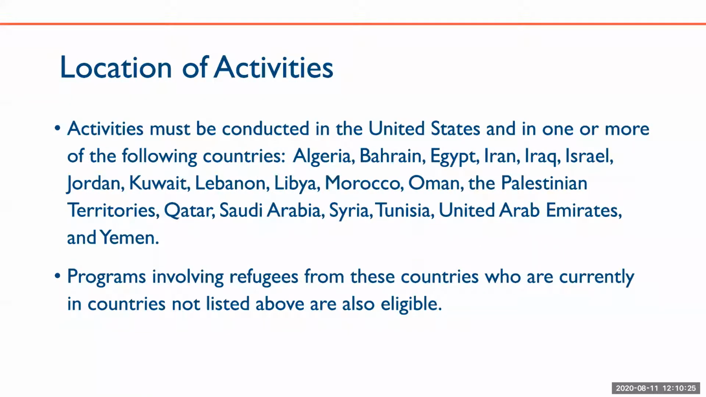In terms of the location of activities, activities must be conducted in both the United States on one hand, and on the other hand, in one or more of the countries listed on this slide. These countries fall under the Bureau of Near Eastern Affairs at the U.S. Department of State. Programs involving refugees from these countries who are currently in countries not listed above are also eligible. And again, if you have any questions about that, we recommend you reach out to the Stevens Initiative directly.